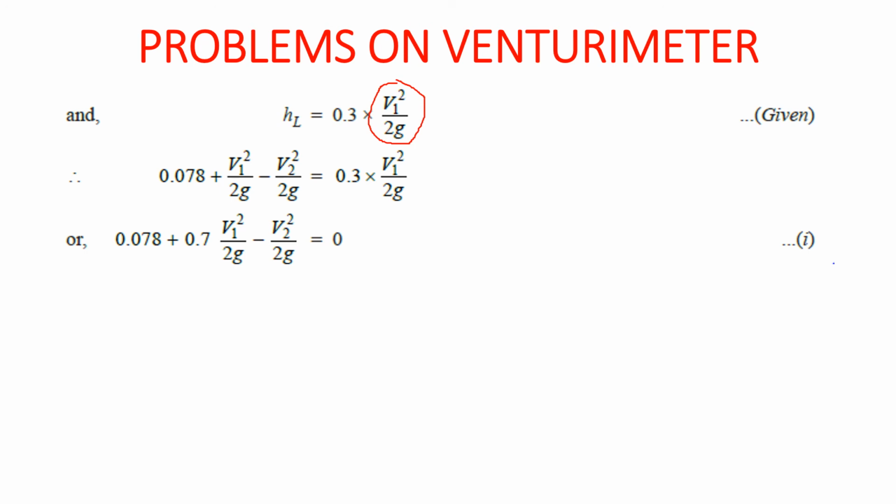So therefore, 0.078, which is H, plus V1 square by 2G minus V2 square by 2G is equal to HL, which will be 0.3 into V1 square by 2G. So 0.078 plus, taking the V1 square terms together, 1 minus 0.3, so it will be 0.7 V1 square by 2G minus V2 square by 2G is equal to 0.